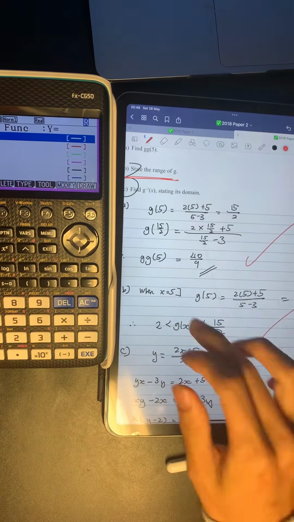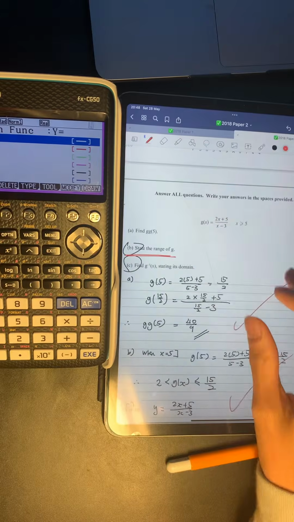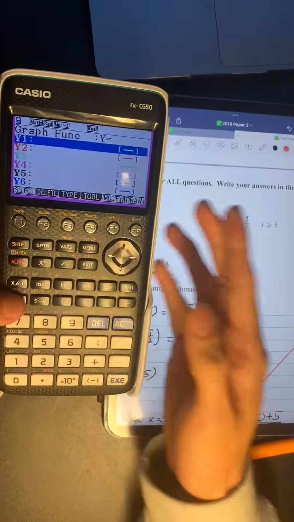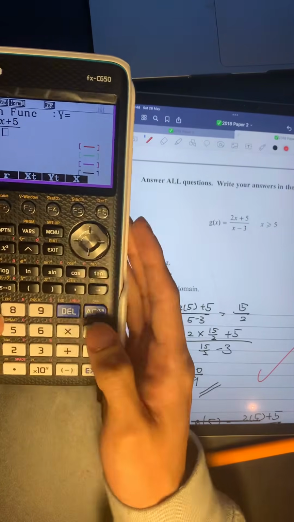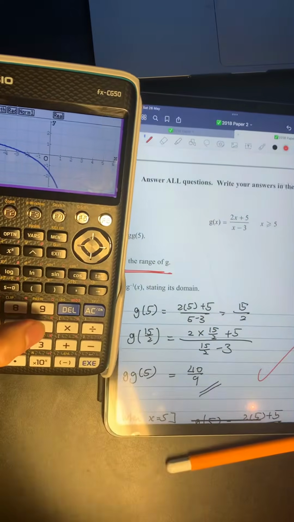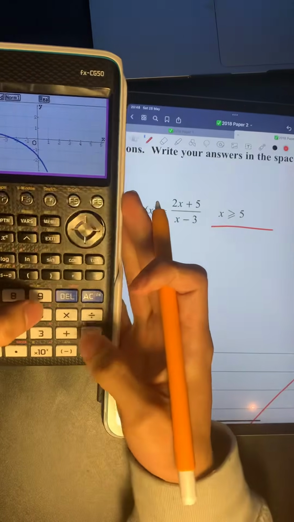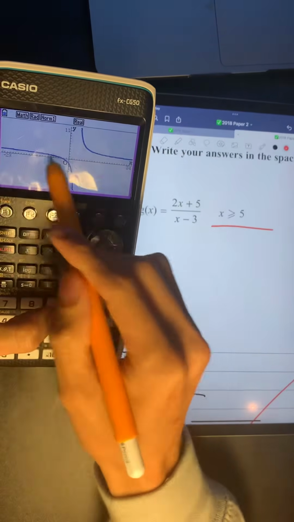Now, working out the range of g is actually really hard. You need to think a lot about the actual graph. What I did is I just put in 2x plus 5 and x minus 3. Now, be careful here. There is a restricted domain. You could just sort of ignore this part of the domain.